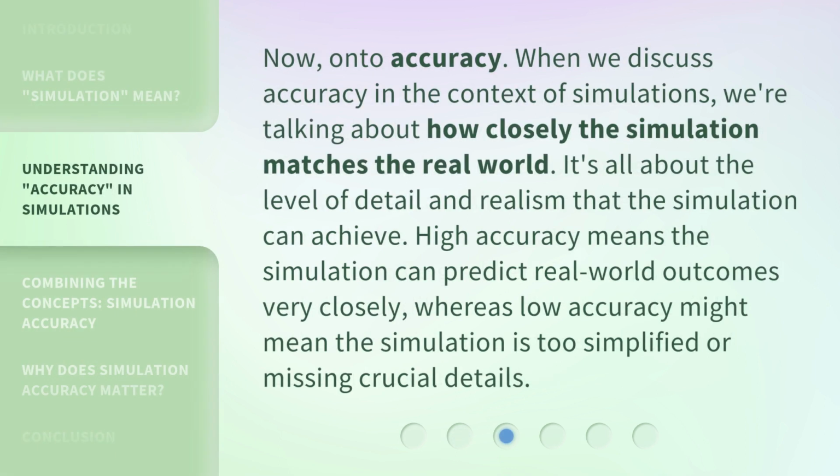Now, on to accuracy. When we discuss accuracy in the context of simulations, we're talking about how closely the simulation matches the real world. It's all about the level of detail and realism that the simulation can achieve. High accuracy means the simulation can predict real-world outcomes very closely, whereas low accuracy might mean the simulation is too simplified or missing crucial details.